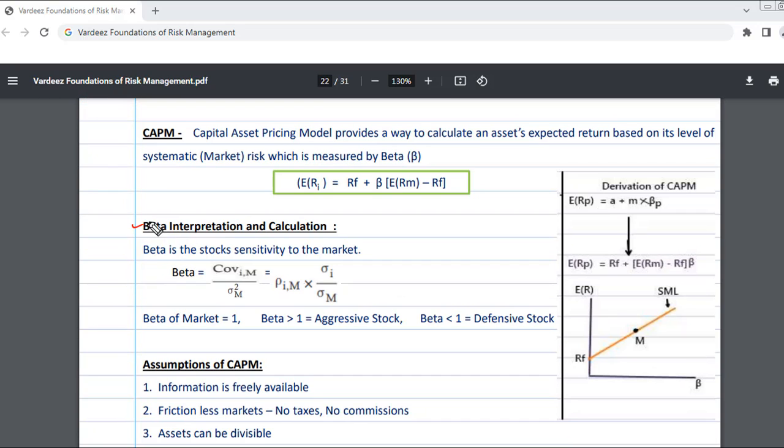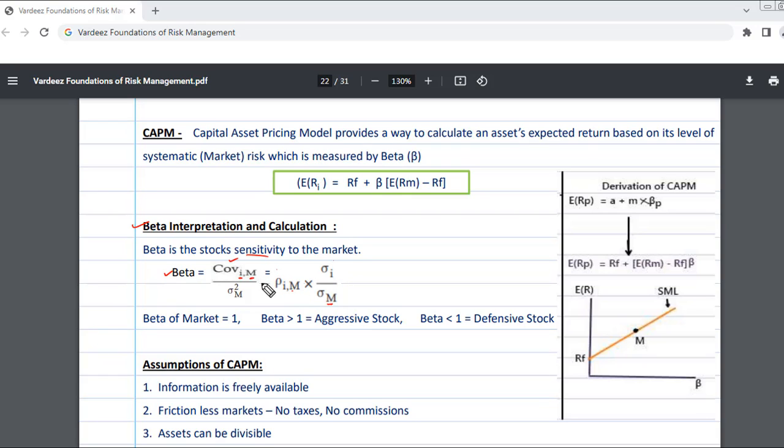Moving on to beta interpretation, we have already talked about this. It is the stock's sensitivity to the market. This is how you actually calculate the beta. You need the covariance of the asset i and the market, where i represents the asset and m is the market. So covariance of the asset and the market divided by the variance of the market gives you the beta. If covariance is not given, you can use this particular formula: the correlation of the asset i and the market multiplied by the standard deviation of the asset divided by the standard deviation of the market.